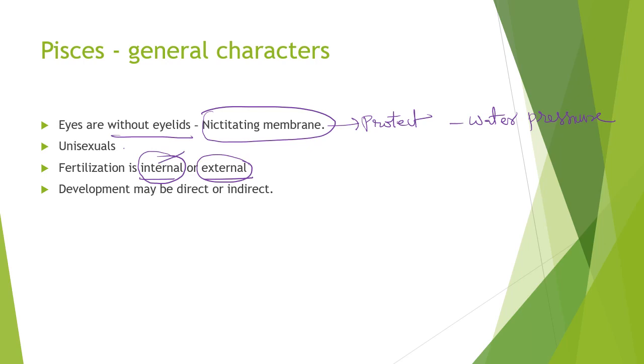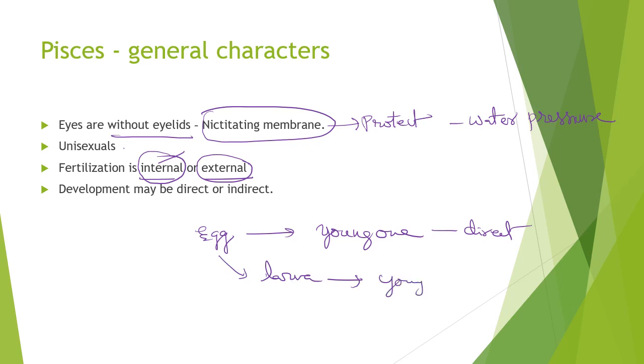Direct means, from the egg, if a young one is developed, that is called direct development. If the egg gives a larva, and the larva develops into a young one, then this is called indirect development. If the life cycle has a larval stage, then such a kind of development is considered as indirect development.